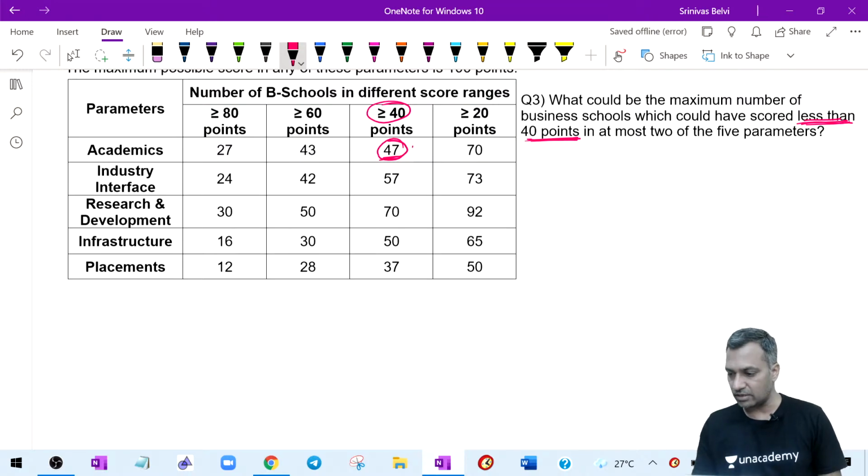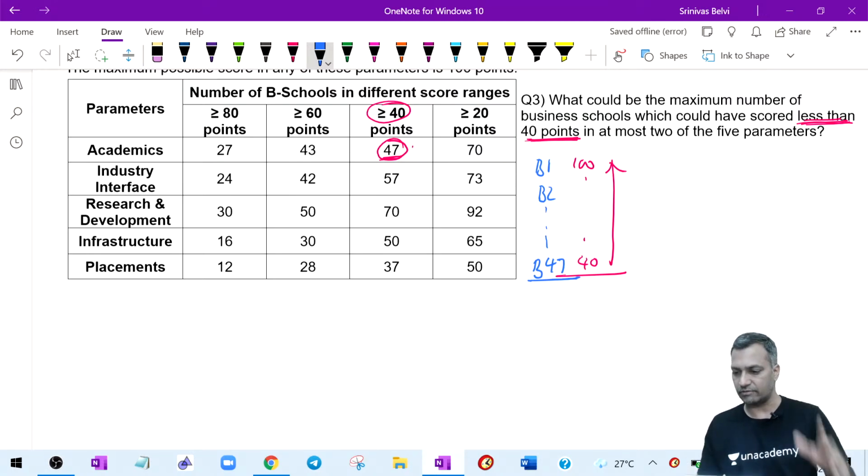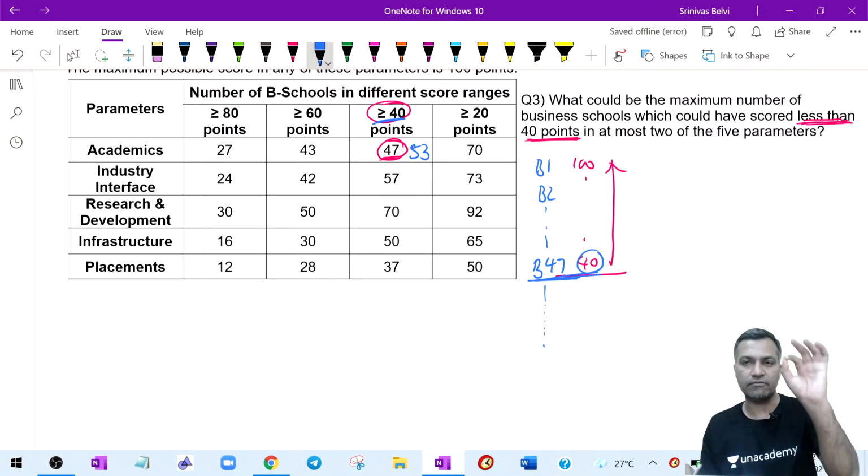Now, more than 40, somewhere here. There are 100 points like this, so you came up to 40 points. More than 40 points means all of this. What is the B school ranking there? 47. This is B school number 47. There was B school number 1, B school number 2, like this up to B school number 47. They have 40 points or greater than 40 points, which means how many B schools have less than 40 points? The remaining 53 B schools have less than 40 points.